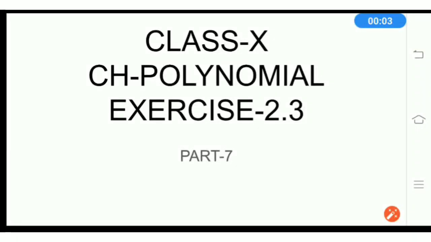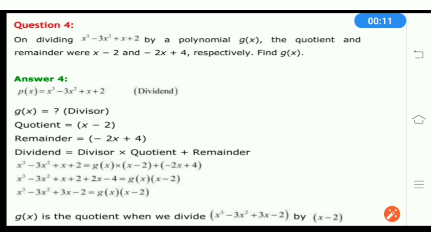Today we will solve the last two problems of exercise 2.3. Now see question number 4. Question number 4 is on dividing x cube minus thrice x square plus x plus 2 by a polynomial g of x. The quotient and remainder were x minus 2 and minus twice x plus 4 respectively. Find g of x.